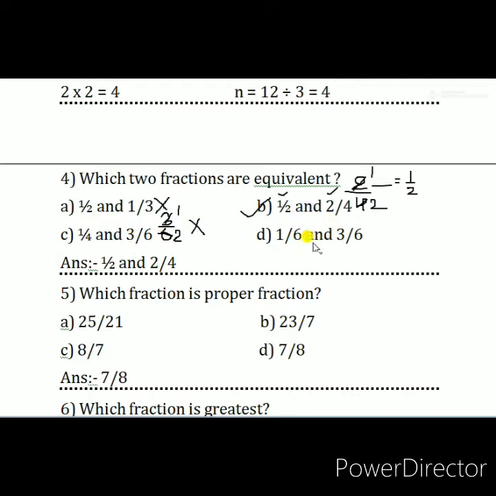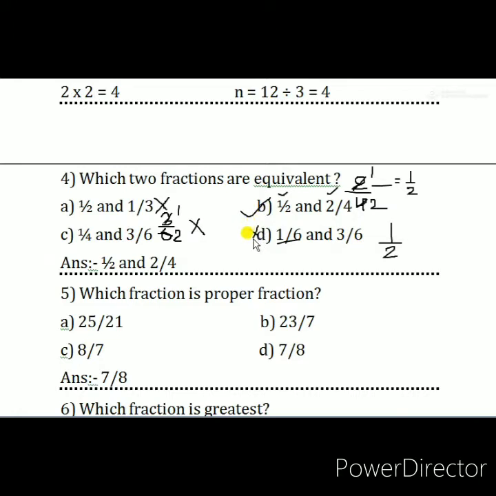The next one is 1 by 6 and 3 by 6. Here the denominators are the same but the numerators are different. From this itself we find that one is a smaller fraction and one is a greater fraction. The first one is already in the reduced form. The second is not in reduced form. If we convert it into reduced form, 3 by 6 divided by 3 gives 1 half. So 1 by 6 and 1 by 2 are not equivalent fractions.